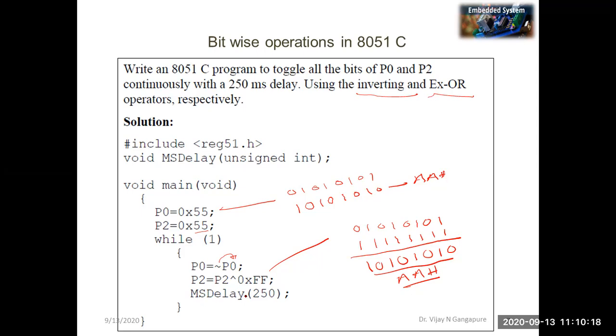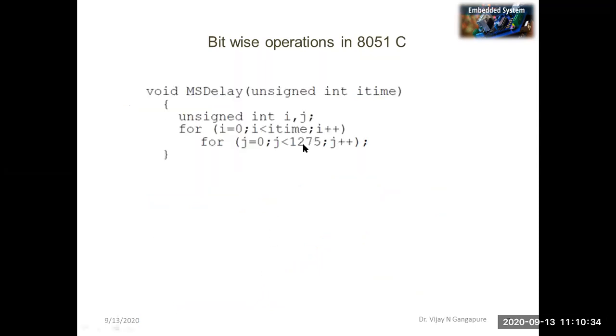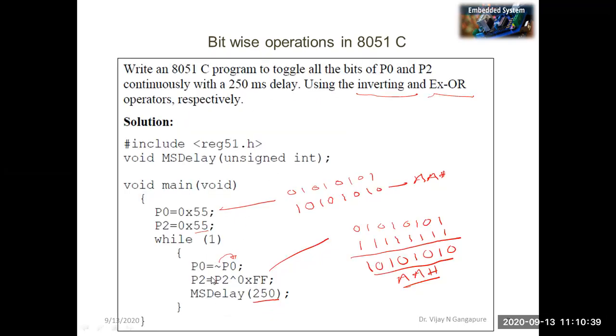Then we are calling the delay subroutine that produces a 250 millisecond delay if a particular microcontroller and an oscillator frequency of 11.0592 MHz is used. So this MS delay subroutine written here produces a 250 millisecond delay. These loop statements continuously execute, which means it is continuously toggling data in port 0 and port 2. In this way we can write this program.